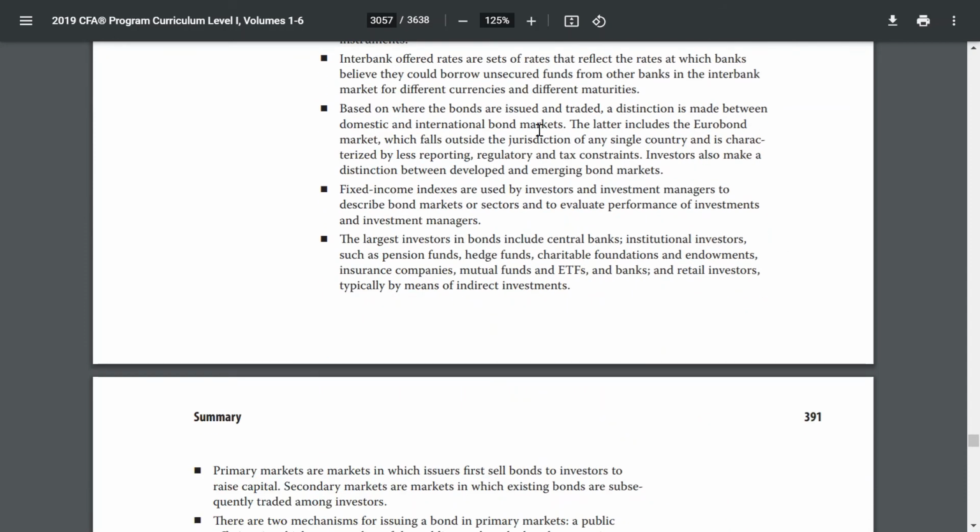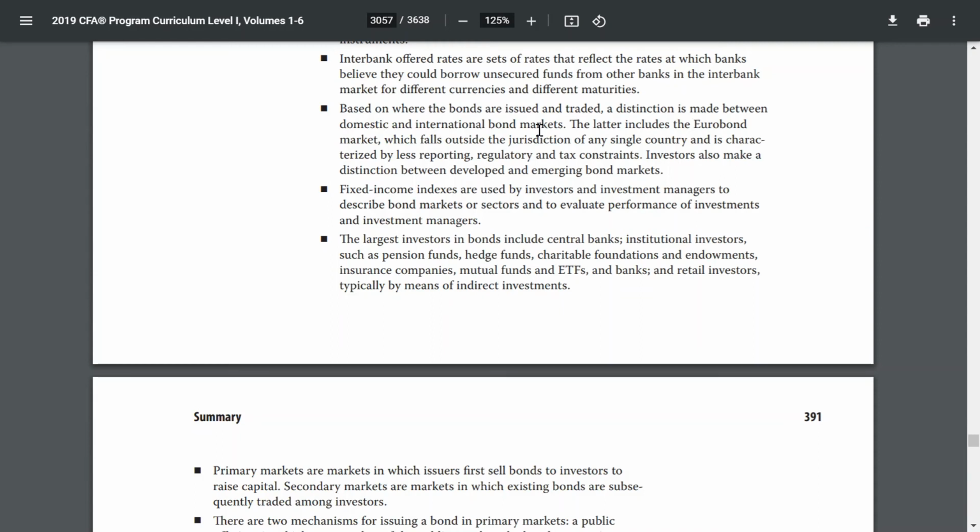Interbank offered rates are a set of rates that reflect the rates at which banks believe they could borrow unsecured funds from other banks in the interbank market for different currencies and different maturities.